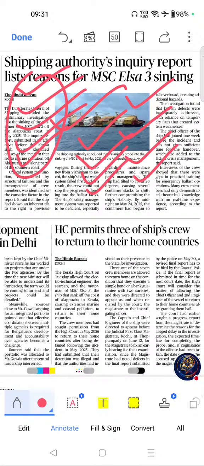And possible question areas from this topic are Directorate General of Shipping, marine pollution, and ballast water system. These are the possible question areas of this topic.